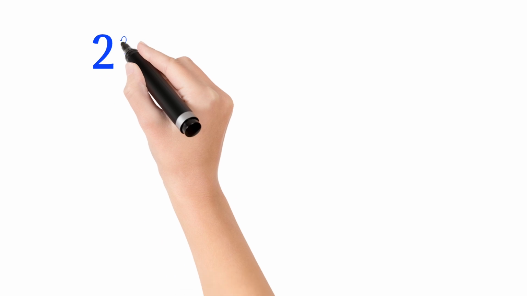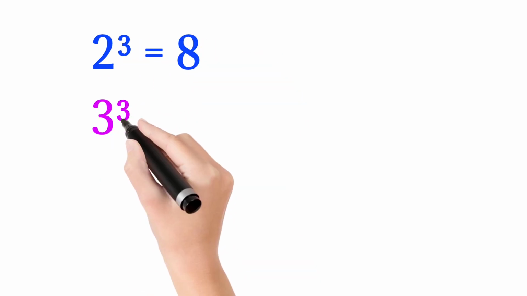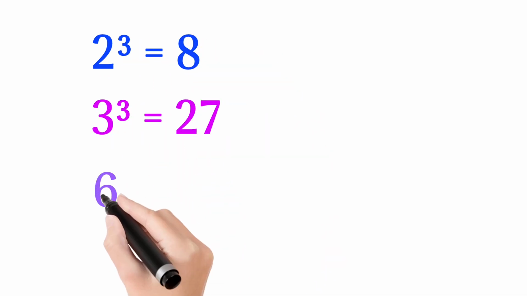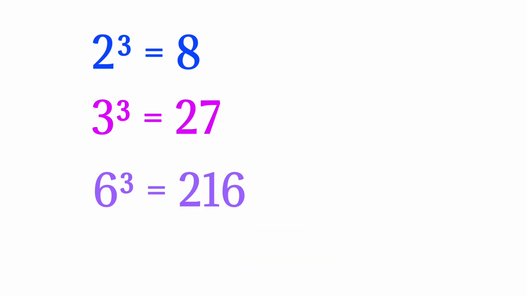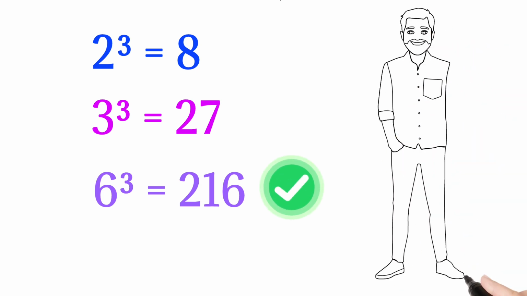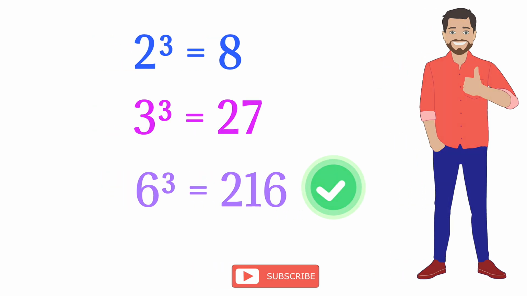We can see that 3 is the common number which is added to every step of the number analogy. So the analogy here is that 2 cube equals 8, 3 cube equals 27. Similarly, 6 cube equals 216. Therefore 216 is the correct answer to the question. Hope you understood the concept.